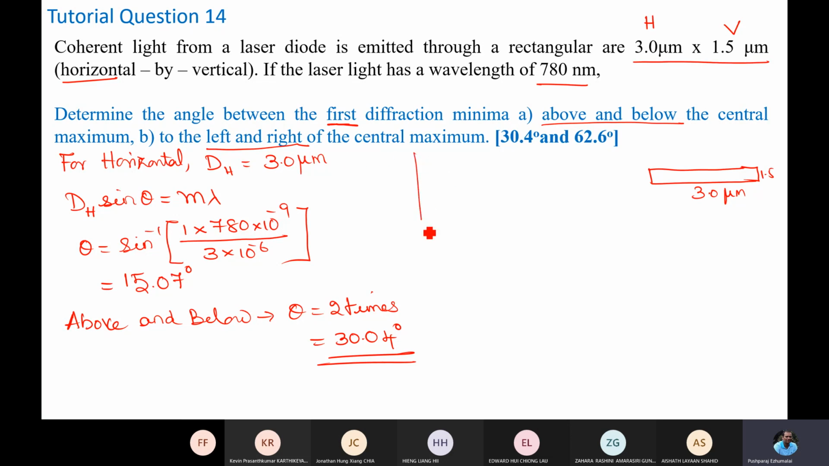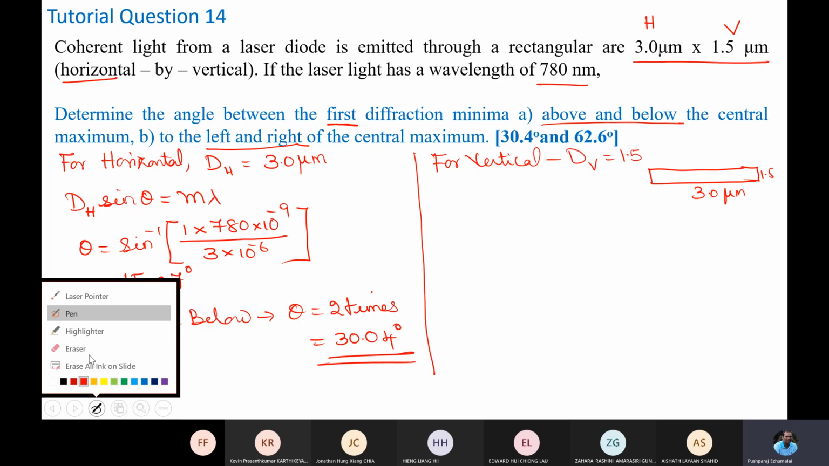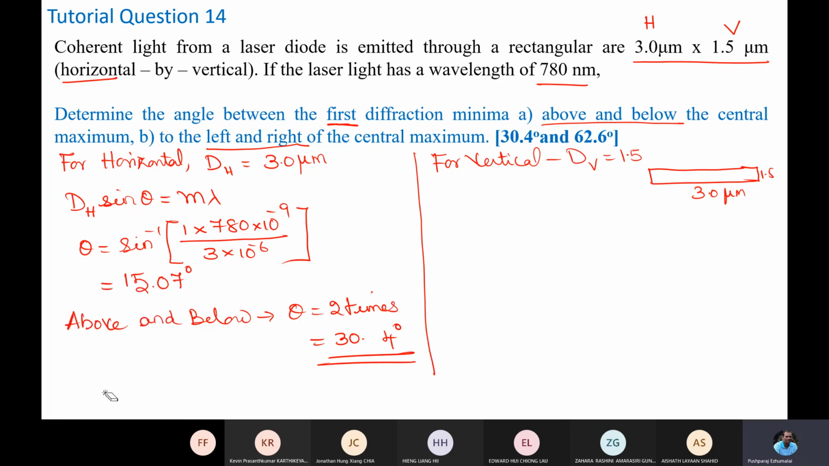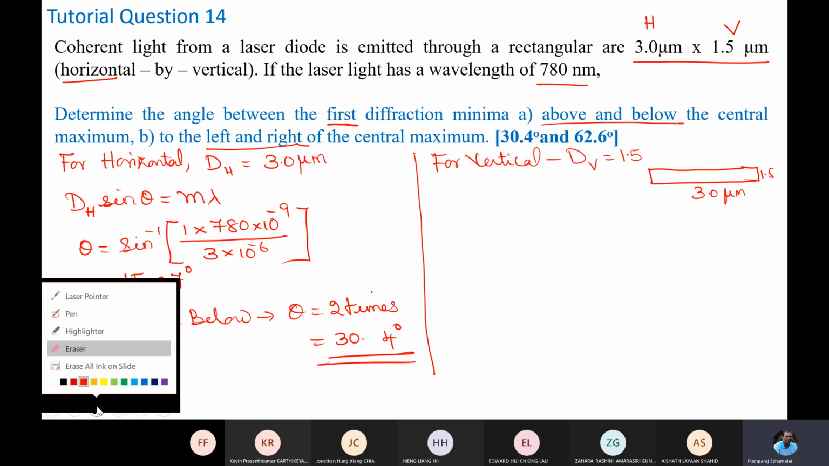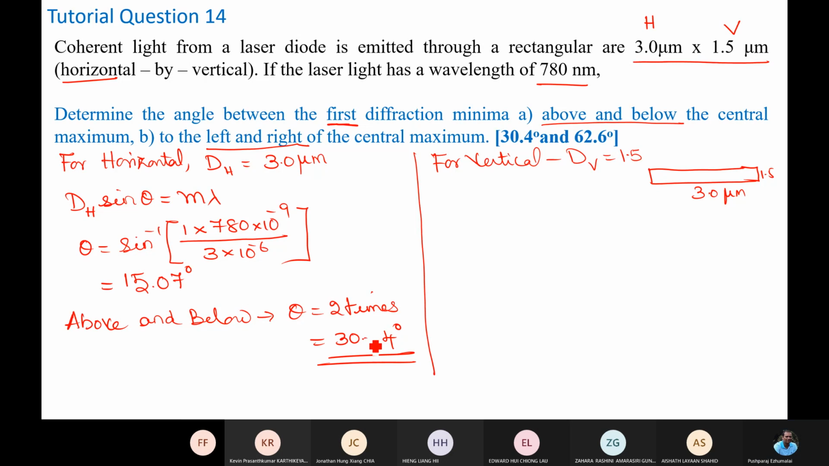Similarly, we can use the vertical slit. So what is the vertical slit? The vertical slit dV is equal to 1.5 micrometer.